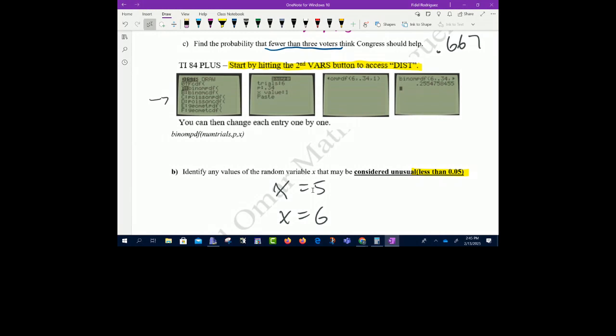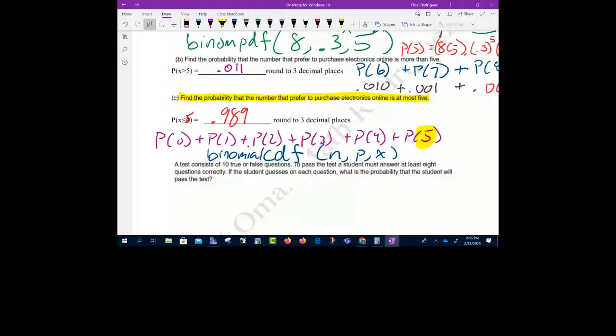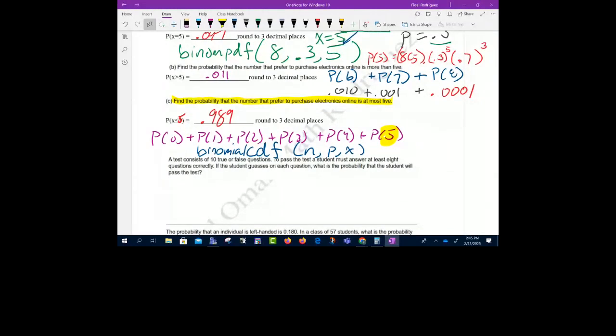Now, guys, I want to show you something here. When we did parts B and C, in part B we found the probability of 6, 7, and 8. In part C, we went from 0 all the way to 5. The only options, my total number, would be from 0 to 8, right? Remember, if you take all those probabilities and add them up, we should get 1, right?